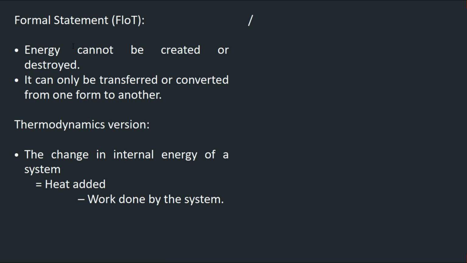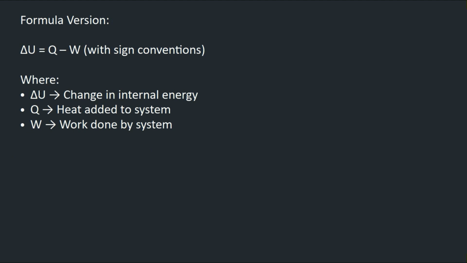The formal statement is that energy cannot be created nor destroyed. It can be transformed or converted from one form to another. The thermodynamic version is that the change in internal energy of a system should be equal to heat added minus work done by the system. So this is one of the ways of putting across the formula. Of course, the official formula is delta U is equal to Q minus W, where delta U is the change in internal energy, Q is the heat added to the system, and W is the work done by the system.